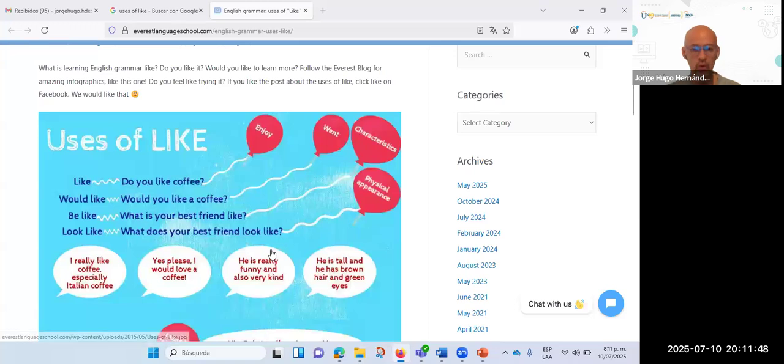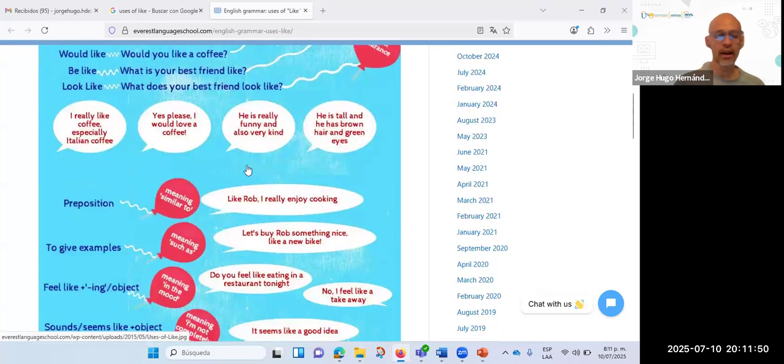Okay, so when we find that kind of expression, we have to be very careful in order to use them appropriately.